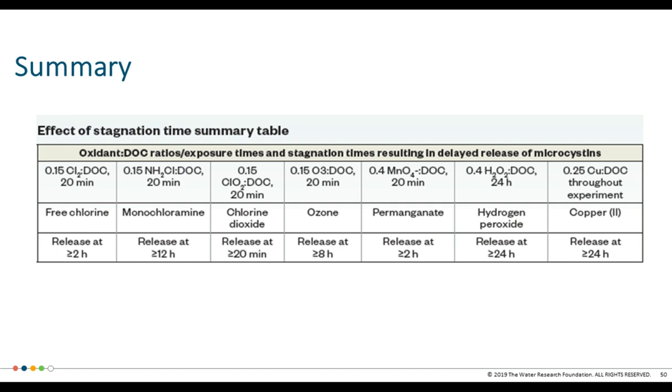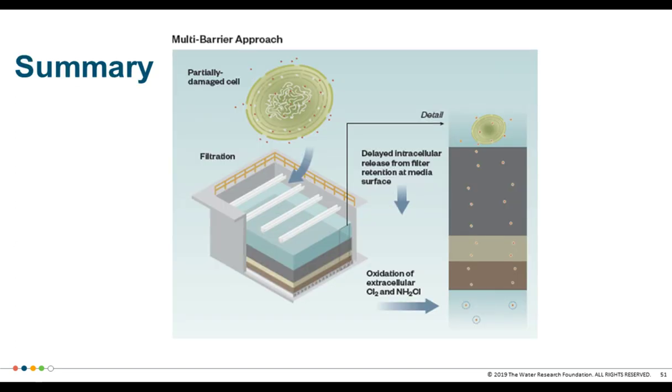So we did come up with a summary table just highlighting when we were able to see release. Admittedly, we looked at one set of oxidant to DOC ratios, and it would be interesting to probe further and expand that knowledge base. There's definitely a gap there, looking at different oxidant DOC ratios and how that can impact stagnation. What I want to highlight here is that you can see all sorts of different release results where we were seeing release at past 20 minutes all the way up to at 24 hours. So it can vary definitely by oxidant and the strength of your cells. So something that's absolutely important in water treatment.